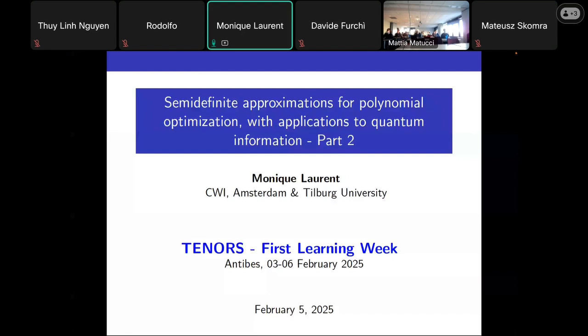So indeed, this is the plan. First, to cover polynomial optimization in non-commutative variables and its use in quantum information. We will see how to design SDP hierarchies for approximating the entangled value, the quantum value of non-local games, and the maximum violation of Bell inequalities.